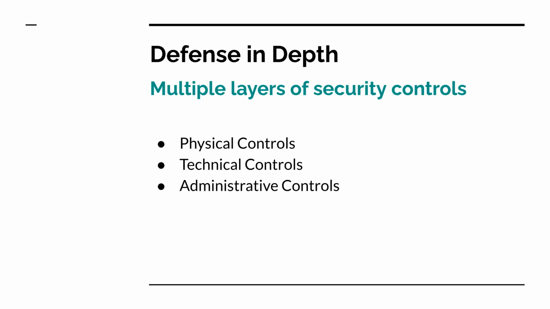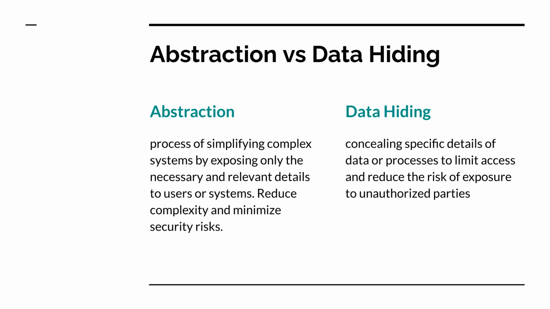The last two important concepts to remember for this topic are abstraction and data hiding. Abstraction refers to the process of simplifying complex systems by exposing only the necessary and relevant details to users or systems, while hiding the underlying complexity. This principle is commonly employed in access control and system design to reduce complexity and minimize security risks.